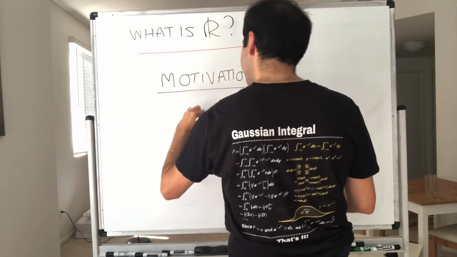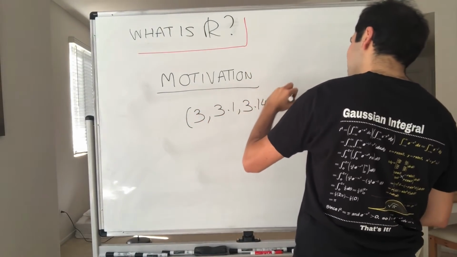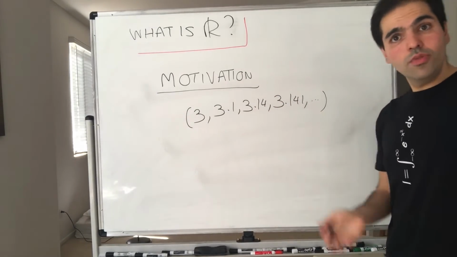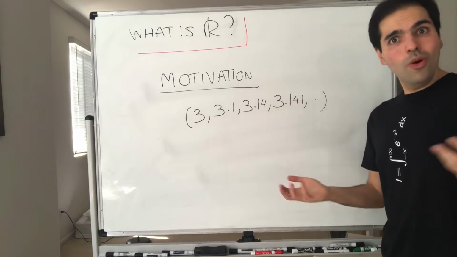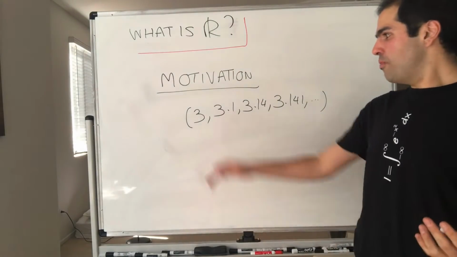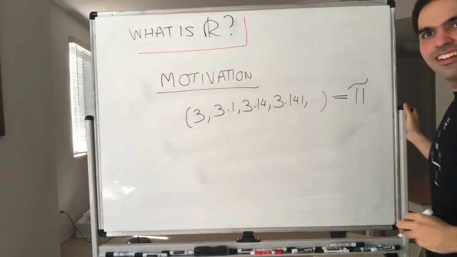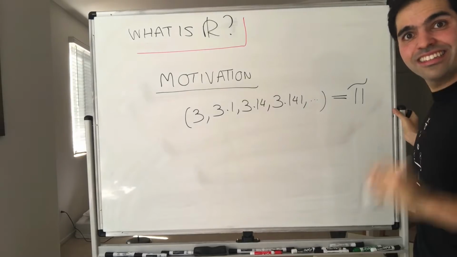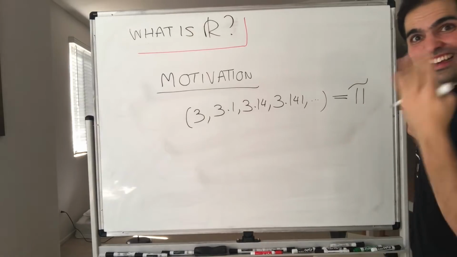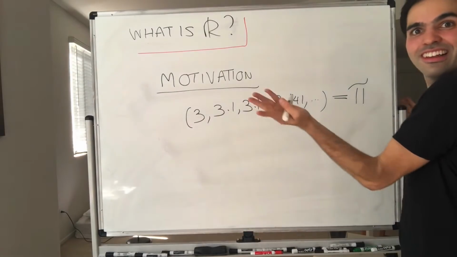Well, consider the following sequence: 3, 3.1, 3.14, 3.141. This sequence converges to pi, but we don't know what pi is. So the question is, how do we define pi? No problem. Let's declare this to be pi. Isn't that amazing? It's where the problem itself becomes a solution. It's kind of like all your life you've been searching for pi, but it's been with you all along.